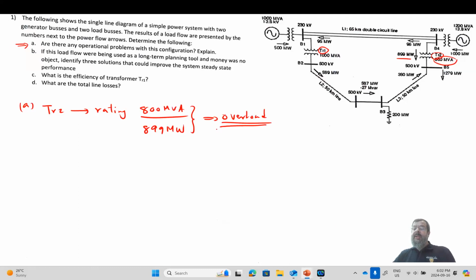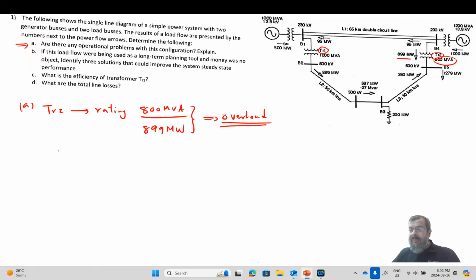Now, overload in the transformer is really bad because that would increase the temperature of the transformer, and this will lead to a deterioration of the insulation of the transformer. So overloading, especially such high overloading, which is around 12-13%, shouldn't be there in the power system. Yes, sometimes we are forced to do that, but this has to be for a very short period of time. So this is the first issue.